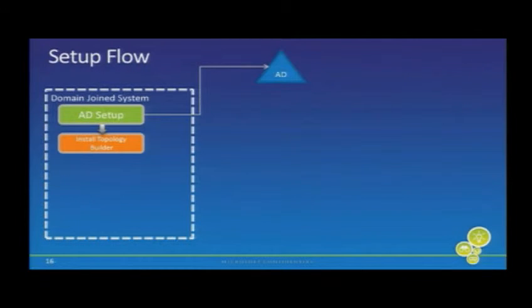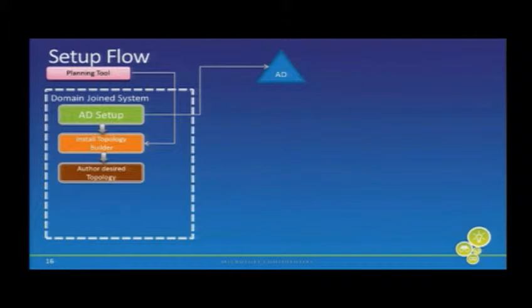Once that's complete, you'll install something called Topology Builder. Topology Builder lets you then create this topology. So Topology Builder gets installed. We can then either create a new topology in Topology Builder, import our R1 or our R2 topology, for example, or we can take the output from the planning tool and import that into Topology Builder. So if we use the planning tool on our laptop, we can save the results, import that into Topology Builder, and then use that to actually create our topology.